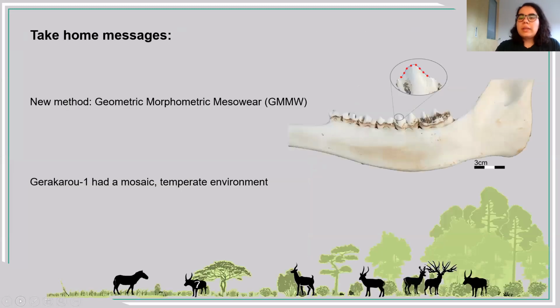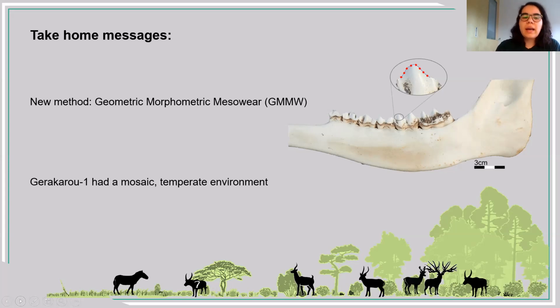If I want you to take 2 messages from this presentation, first is that this new methodology, geometric morphometric mesowear, is efficient, fast, and fully quantitative, which is a first in these techniques. It's very shape sensitive, but at the same time scale independent, which allows also for data comparability, and maybe is a way for us to homogenize future studies in mesowear.